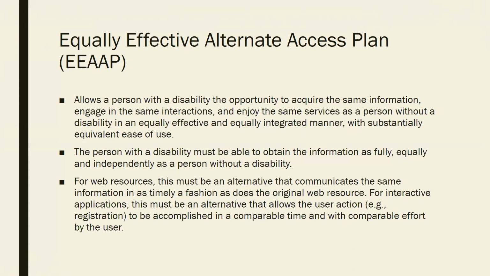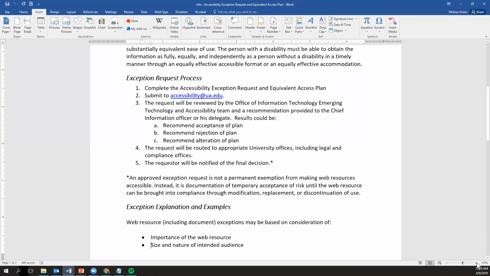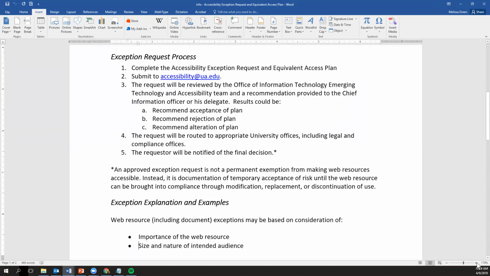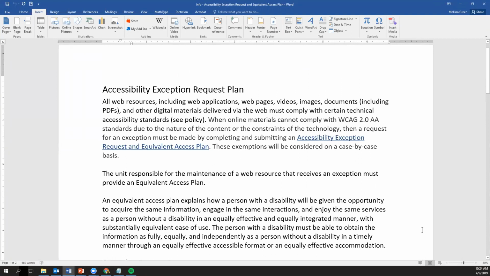I pushed a link to the handout to the chat. I also have brought it up on my screen. I'm going to enlarge it a little bit to make it easier to see. We've talked about the purpose of the exception request. This is something that you would request when someone in your area wants to use an online material that can't comply with WCAG 2.0 AA.